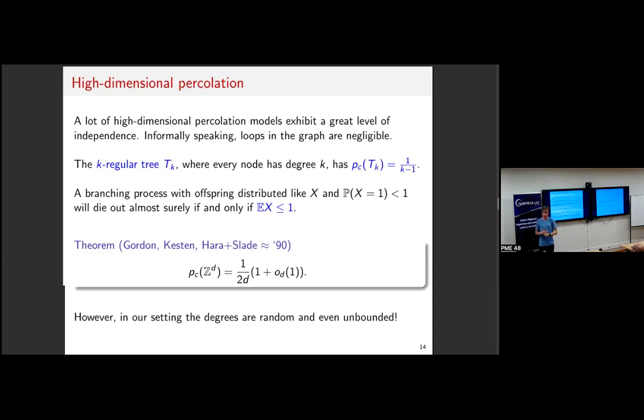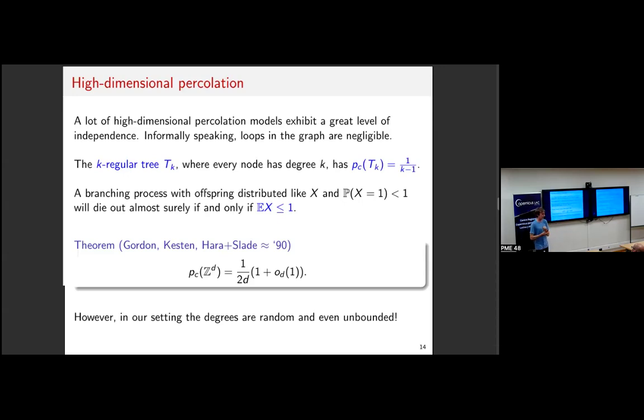Because then the expected number of neighbors is exactly 1 if you set p to be this number. And the funny thing is, because it's a tree, it doesn't matter if you look at bond percolation, where you color the edges, or site percolation, where you color the sites. It will be the same value. So this value holds for both of these cases.